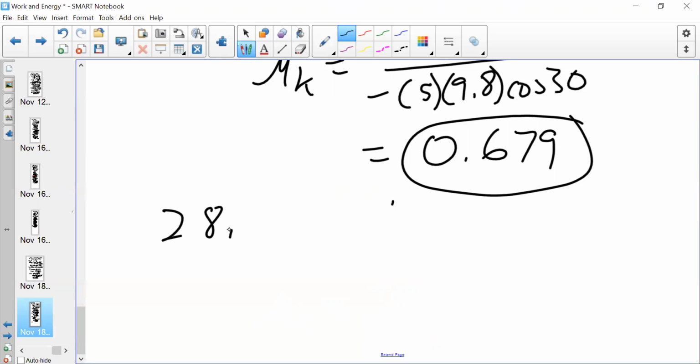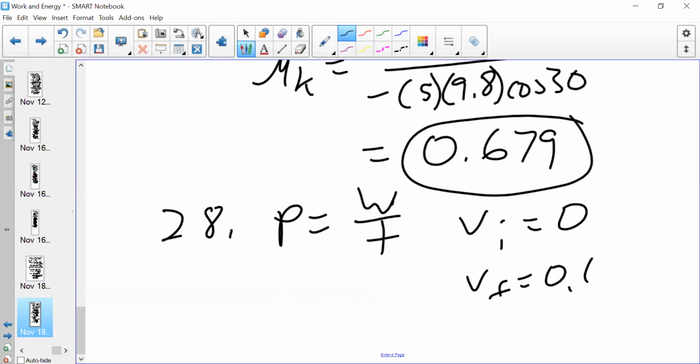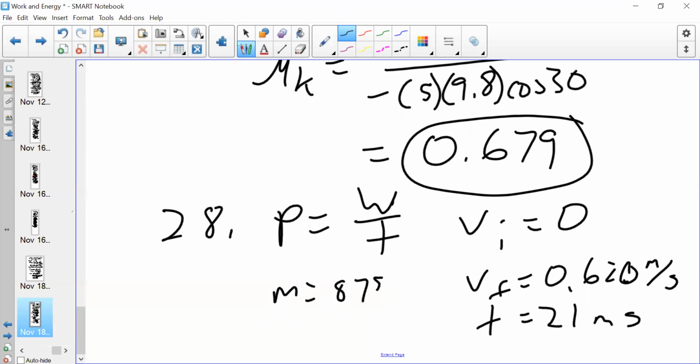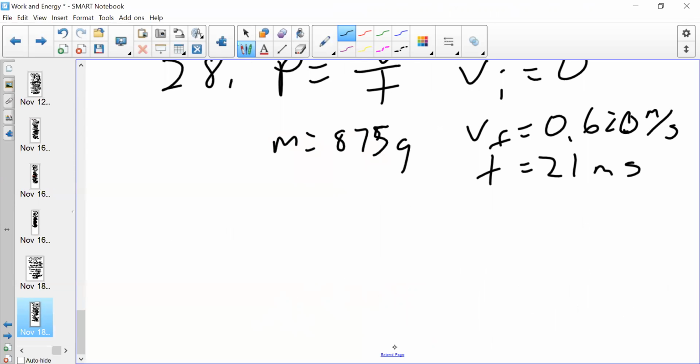The electric motor of a model train, remember power is work divided by time. The electric motor of a model train accelerates the train from rest to 0.620 meters per second in 21 milliseconds. So we have milliseconds here, we have to convert to seconds. The total mass of the train is 875 grams. So convert that to kilograms because that's the standard. Find the average power delivered to the train during the acceleration.